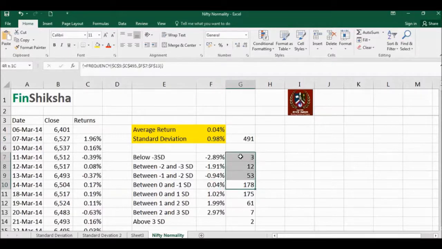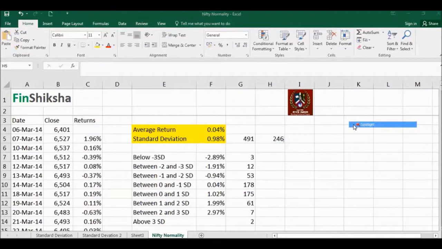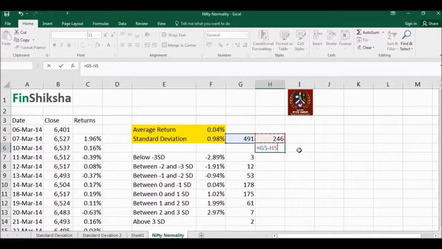Now you see this here. If you add all this up, what is the sum of these? That is 246. These are the data points which are below 0.04%. So how many? 246. Let's write that down here. How many would be above this? So that's all these data points. So I can sum all these up. How much is this? You find that is going to be equal to 491 minus 246. That's 245. So out of 491 data points, 246 are below the mean and 245 are above the mean. That proves our point.